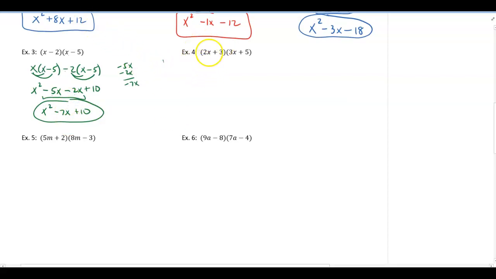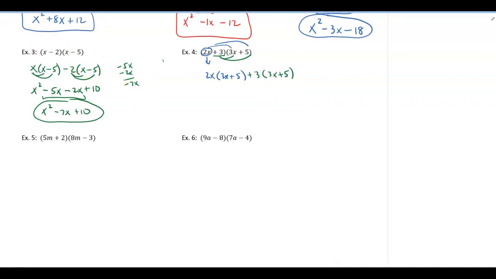Now, the next one, first thing I'm going to do is pull out this 2x. And I'm going to go ahead and distribute that to the 3x and the 5. Then I'm going to pull out this 3, and I'm going to distribute it also to the 3x plus 5.